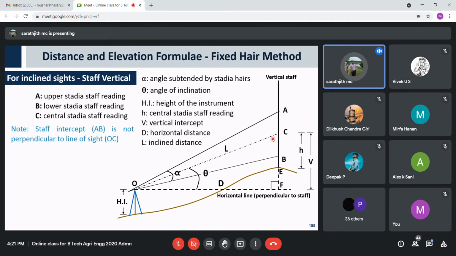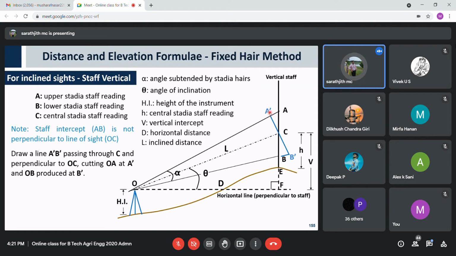So what we do is draw a line A dash B dash, which is perpendicular to line OC. Make sure A dash B dash is perpendicular to OC and passes through the point C. For that we have to extend this particular line B to B dash. So you will have A dash B dash, which is perpendicular to OC. Clear?